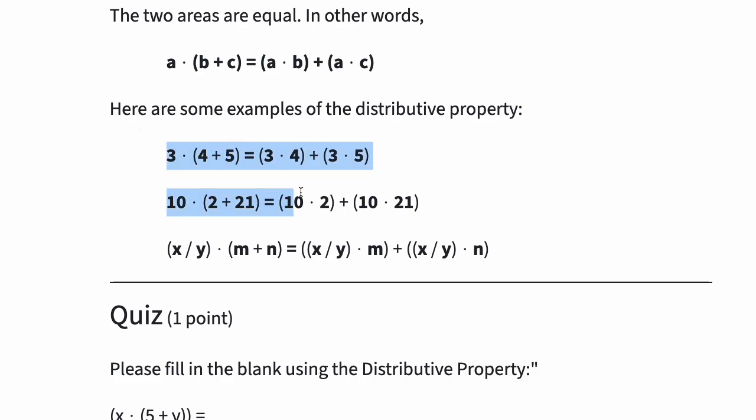Here are some examples of the distributive property. 3 times (4 plus 5) is equal to 3 times 4 plus 3 times 5. 10 times (2 plus 21) is equal to 10 times 2 plus 10 times 21. X over y times (m plus n) is equal to x over y times m plus x over y times n.